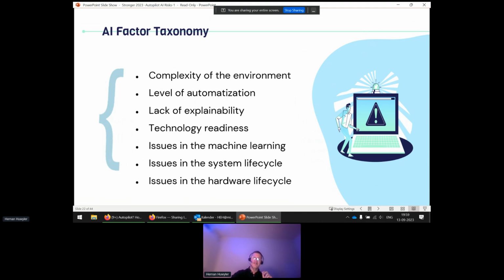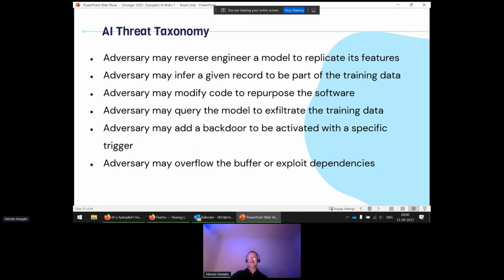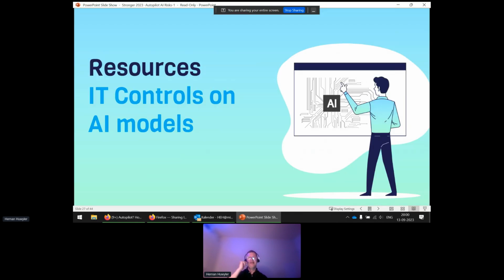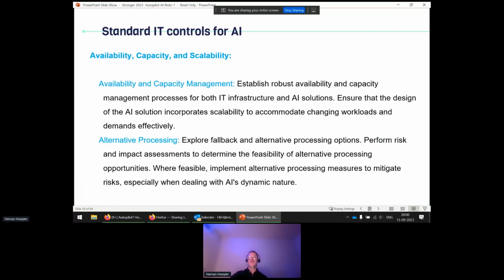And then I also wanted you to have a factor taxonomy that you can link to the root cause of the risk that you are assessing, for instance, the complexity of the environment, the level of automatization. These are factors that are increasing the risk, and the threat taxonomy, how it's working together, very easy to follow. So you have the vectors here, and you can use these results very nicely for working, and also a list of IT controls. What are the controls that I am recommending that you can enforce when it comes to artificial intelligence solutions?